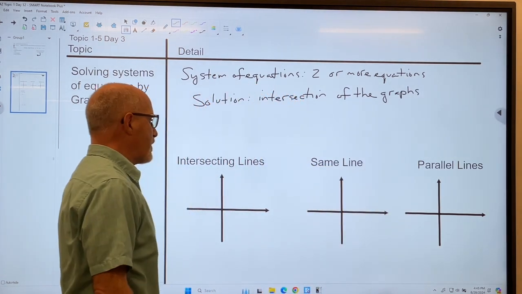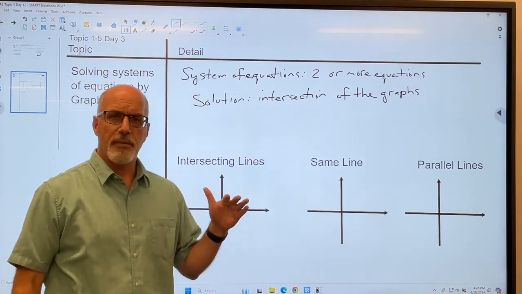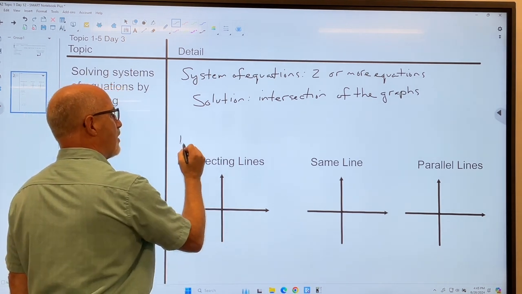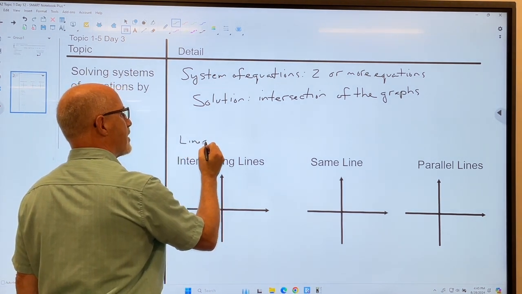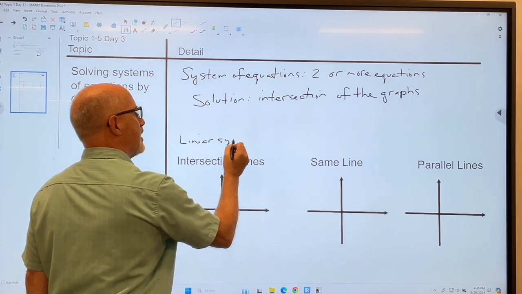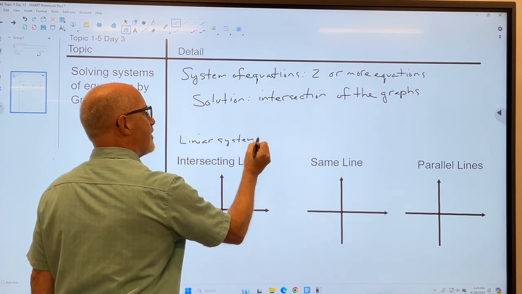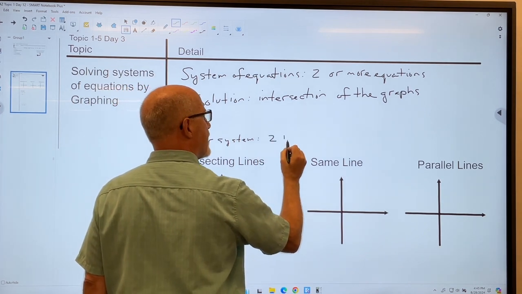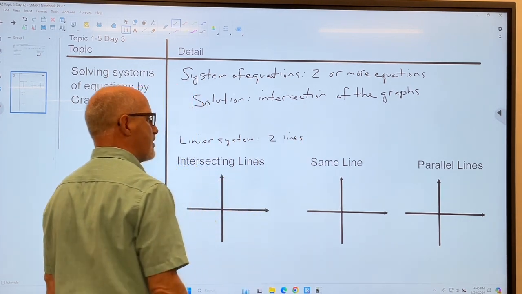Now, we'll talk at the beginning here, I'm going to illustrate this with a linear system. A linear system is when you've got the graph of two lines. So we're going to have two lines, and there's three possibilities for that.